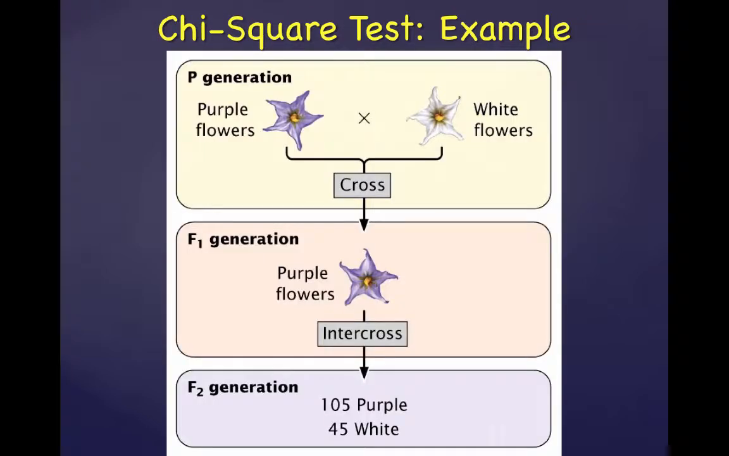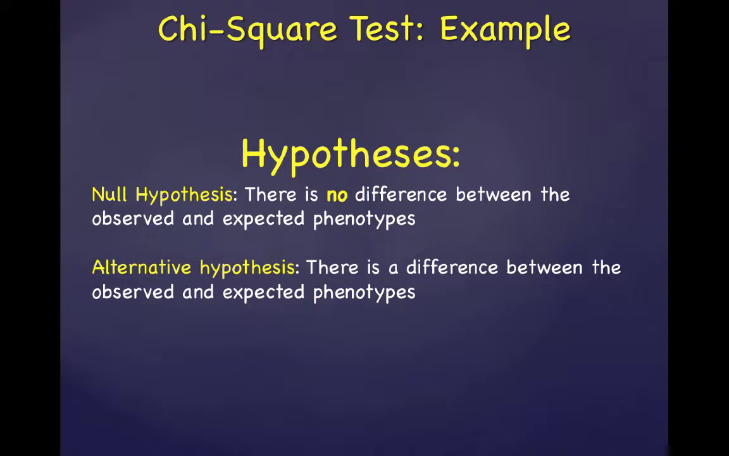So, for example, we're going to use the two flowers here that are serving as the parent generation. So we have a purple flower, we're crossing that with a white flower. In the F1 generation, we get 100% purple flowers, and then we allow that F1 generation to intercross. And in the F2 generation, what we end up with is a total of 105 purple flowers and 45 white flowers. So our question then becomes, do the numbers that we saw in this example match what we should have seen according to Mendel's law?